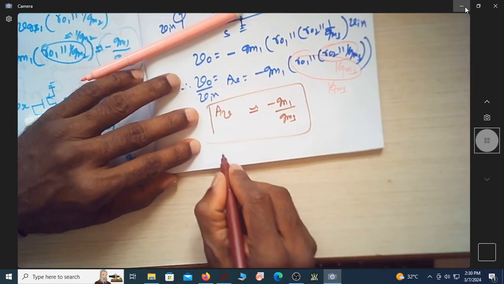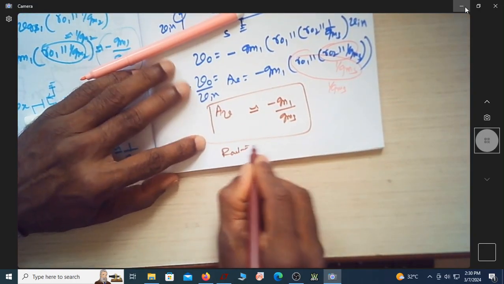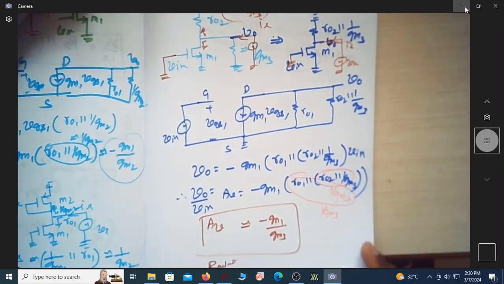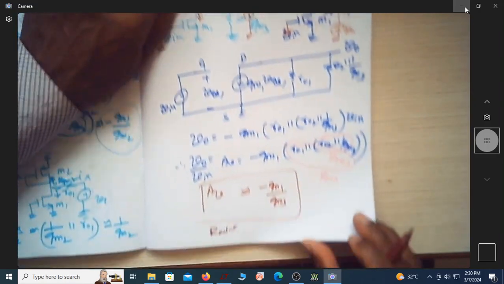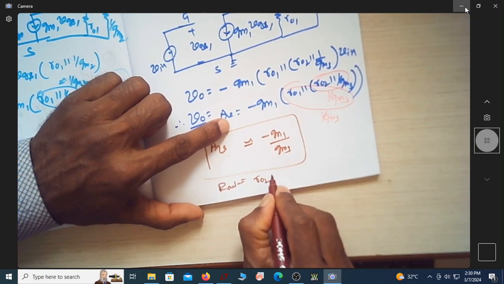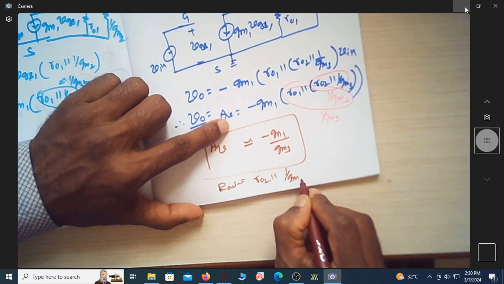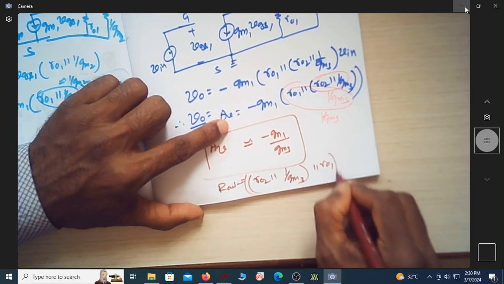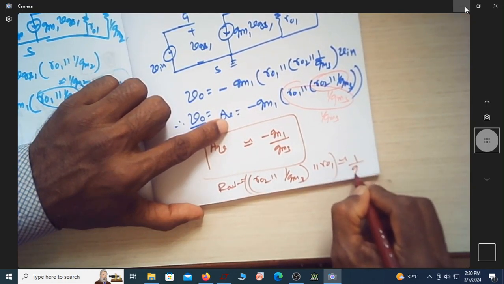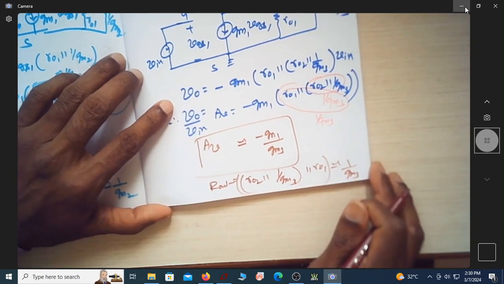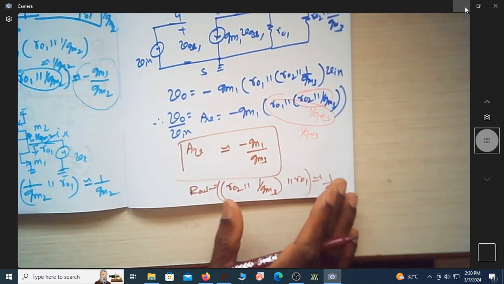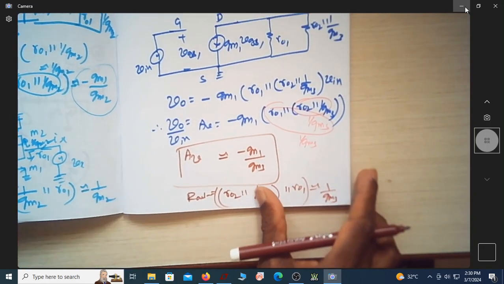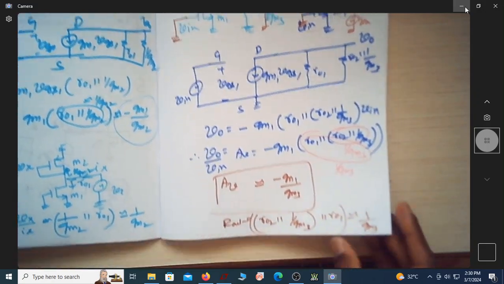So I can write R out is equal to R02 in parallel with 1 over Gm3 whole thing in parallel with R01. This is approximately equal to 1 over Gm3. This is a very low resistance, low output resistance amplifier. This is an approximate thing.